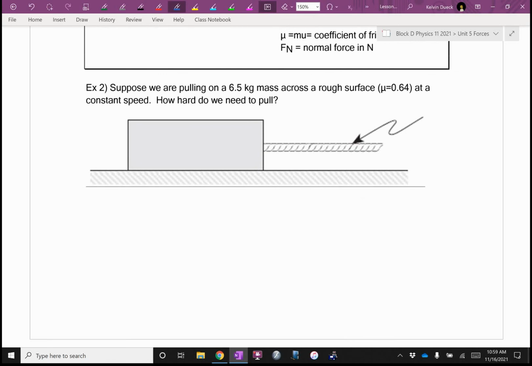Emma, what's this question asking me to find? How hard we need to pull. I think it's asking us to find a force, because force is like a push or a pull. Okay. Does anybody see the 2-word trigger phrase I should underline?